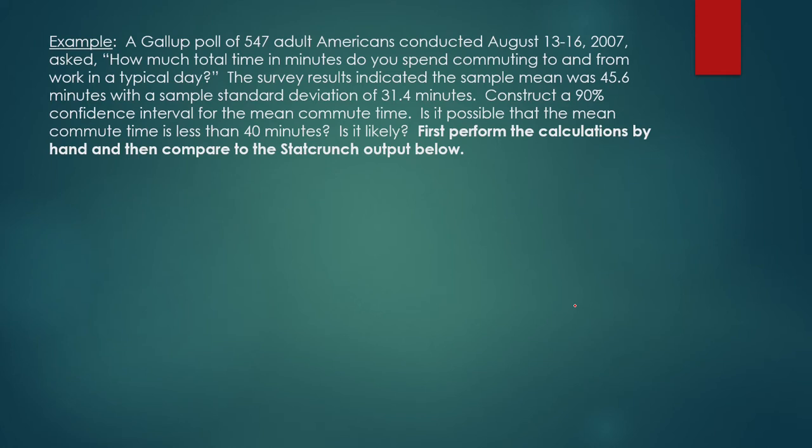A Gallup poll of 547 adult Americans conducted August 13 through 16, 2017 asked, how much total time in minutes do you spend commuting to and from work in a typical day? The survey results indicated that the sample mean was 45.6 minutes with a sample standard deviation of 31.4 minutes. Construct a 90% confidence interval for the mean commute time. Is it possible that the mean commute time is less than 40 minutes? Is it likely? First, perform the calculations by hand and then compare to the StatCrunch output below.